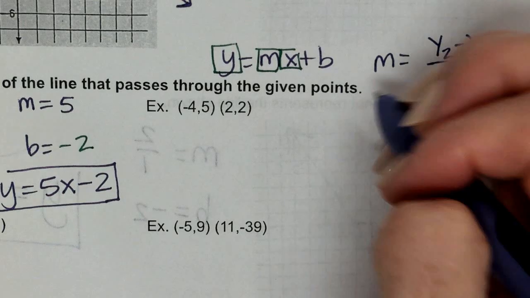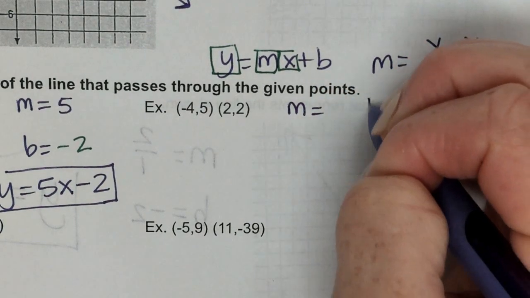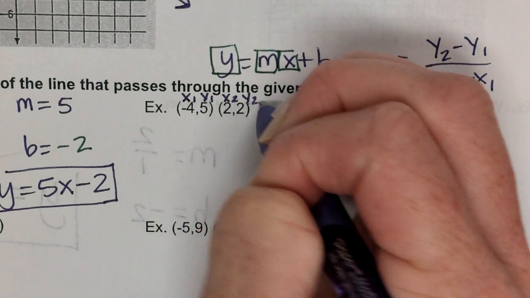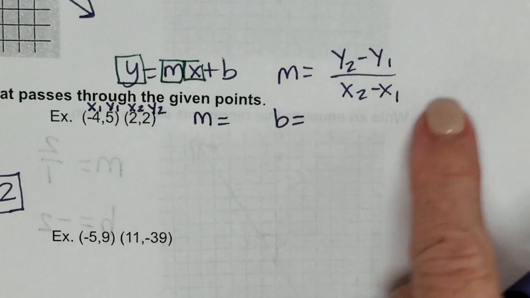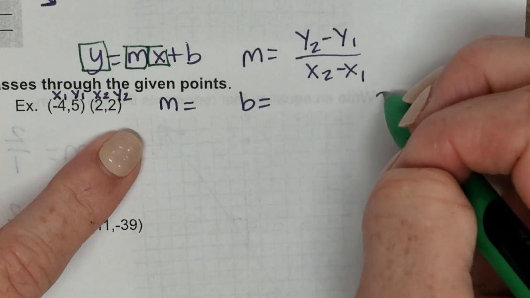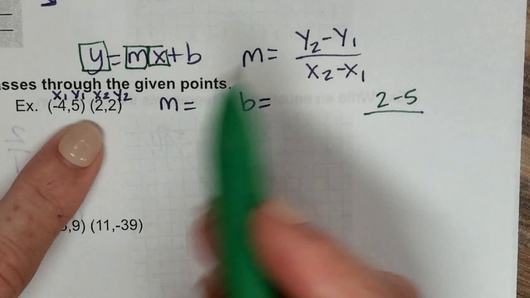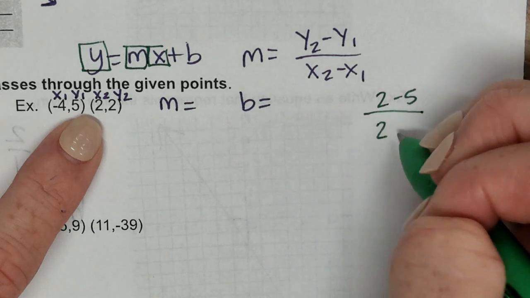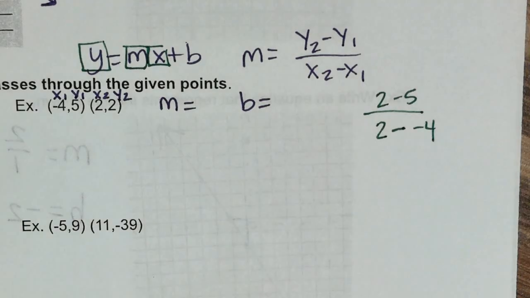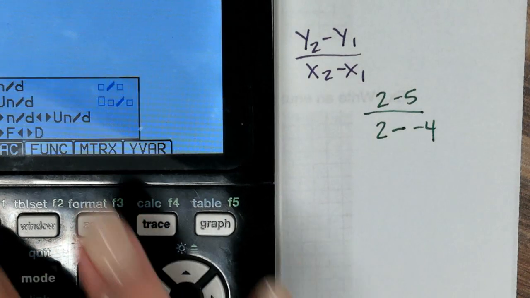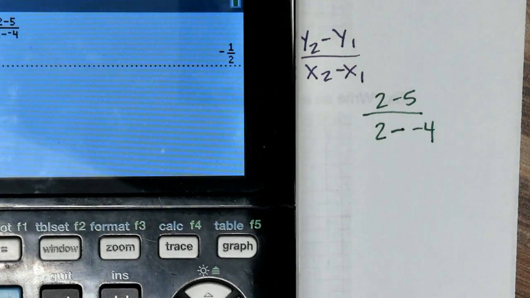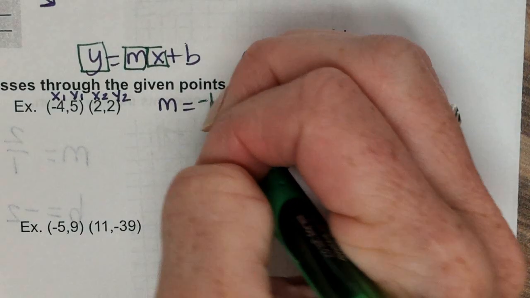I need an m and a what? I need an m and a b. This is going to be x1, y1, x2, y2. I'm going to come way over here to do my slope formula. So I'm going to do y2, so 2 minus 5, minus y1, over x2, which is 2, minus, what's x1? Negative 4. All right, so go to my calculator. 2 minus 5 over 2 minus negative 4. My m is negative 1/2.